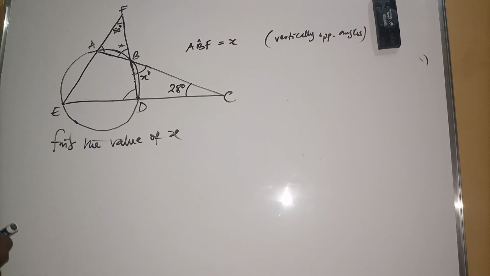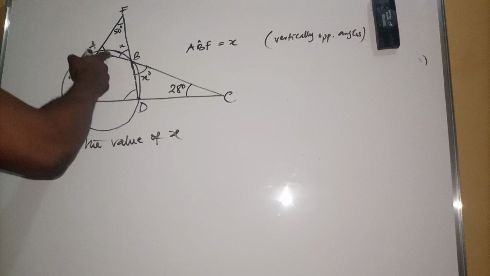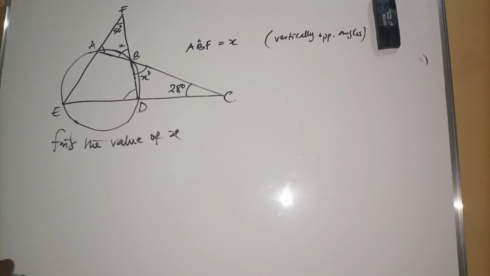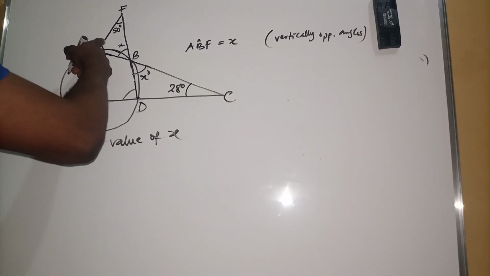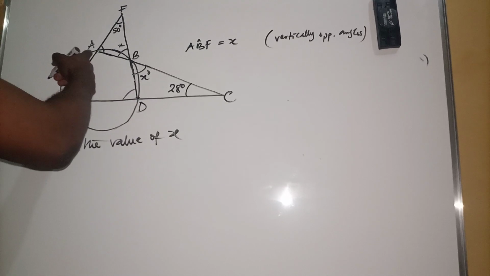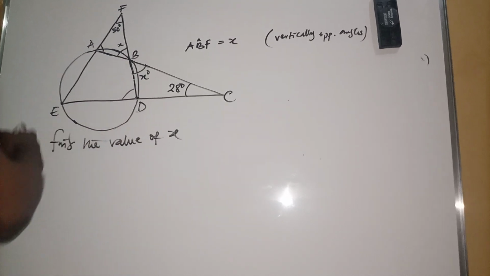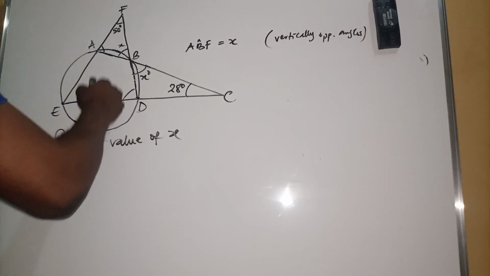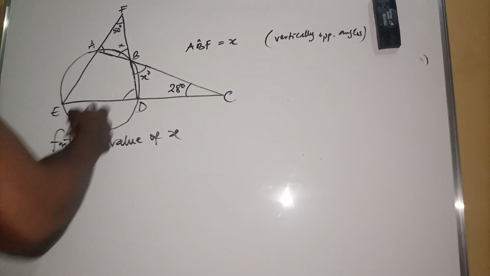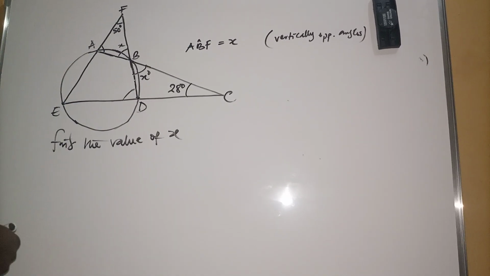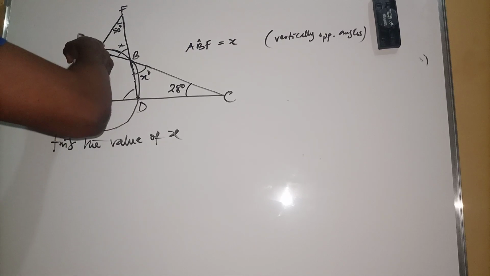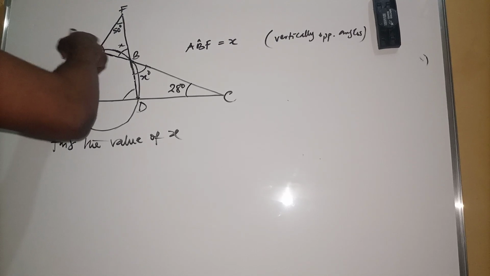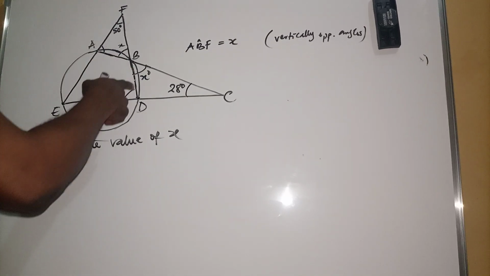I'll look at the next one. I'm interested in getting this angle, so that after getting it, I'll add this to this and add it to this and sum it to 180, as the sum of angles in a triangle is equal to 180. But how do I get this angle? I'm going to look at this quadrilateral ABDE. We say that the exterior angle of a cyclic quadrilateral is equal to the opposite interior angle. That means this angle is equal to this angle, because this angle is the opposite interior angle to this exterior angle of the cyclic quadrilateral ABDE.